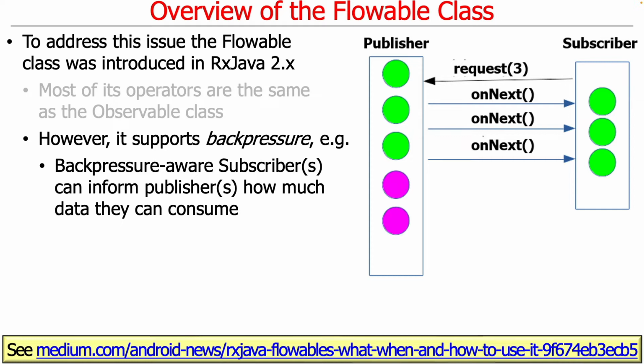Back pressure aware subscribers can inform the publishers how many events they can consume in one fell swoop, if you will. So for example, a subscriber could tell the publisher, I can get up to 3 events, or 3 onNext calls, and then the publisher will publish those events. And then the subscriber can come back and say, OK, now I can get the next chunk of data. You give me 3 more events, and so on and so forth. So that way it can bound the amount of processing it has to deal with at any period of time.